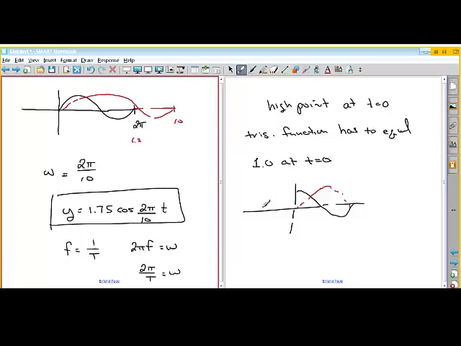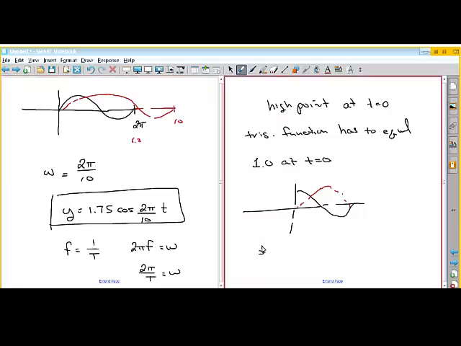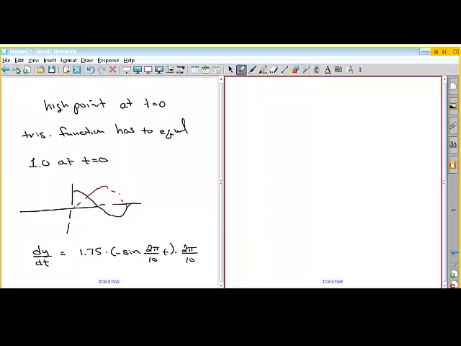It says, and then determine the velocity of the boy as a function of time. So this is a displacement. The velocity is going to be dy/dt, the rate of change in the y coordinate of the wave. So we just have to take the derivative. So we get 1.75. Then just use the chain rule. The derivative of cosine is negative the sine. I keep the argument the same. And the chain rule says we have to multiply by the derivative of what's in there. Well, the derivative of what's in there is just the coefficient, 2 pi over 10.